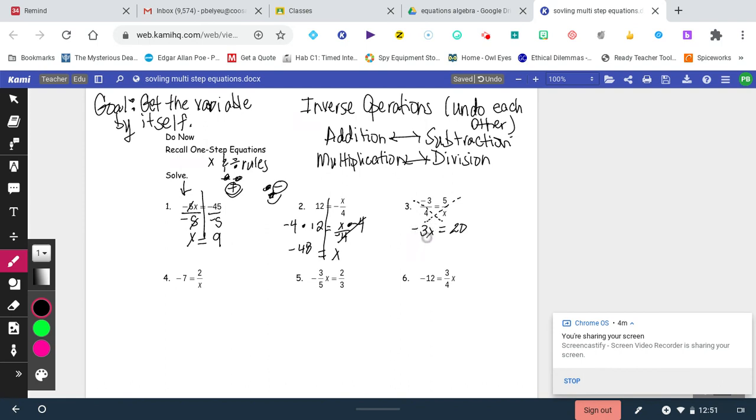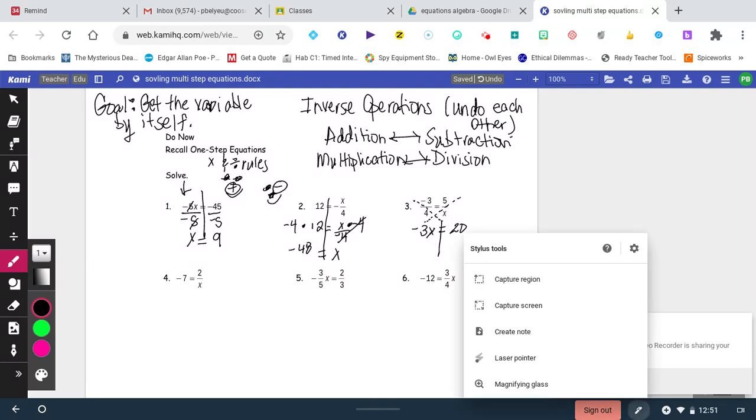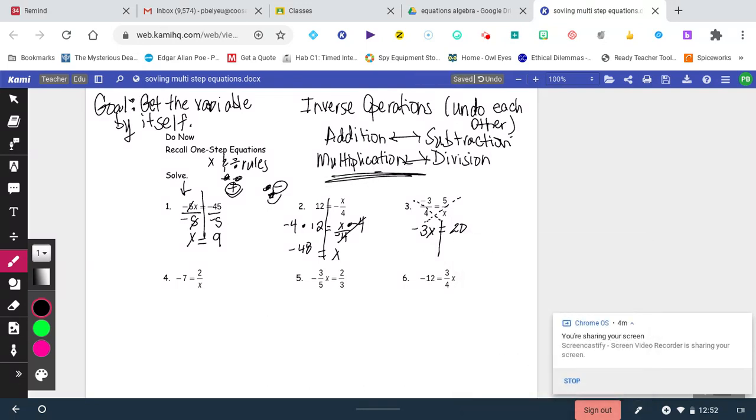-3 times x is -3x. All right, so what I want to do now is look at what I have. Well, I have multiplication. There's multiplication right there. I want to undo that. Here's multiplication, so I want to divide. I want to use an inverse operation, which is division. So instead of multiplying x by -3, I'm going to divide it by -3. These will cancel.